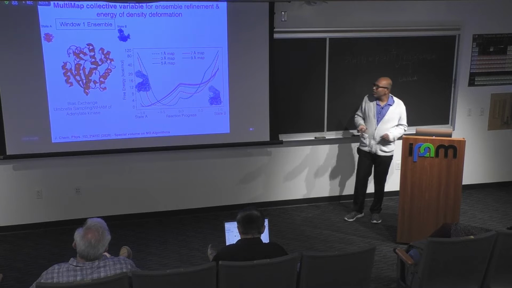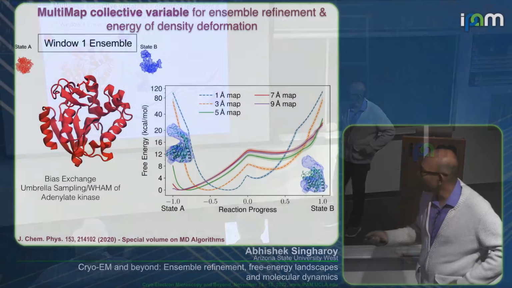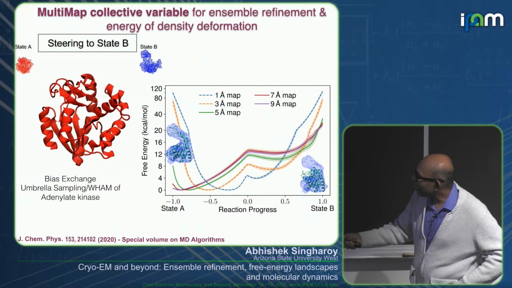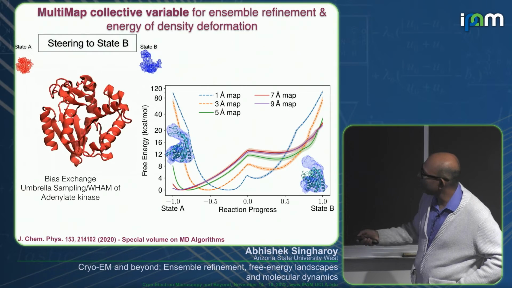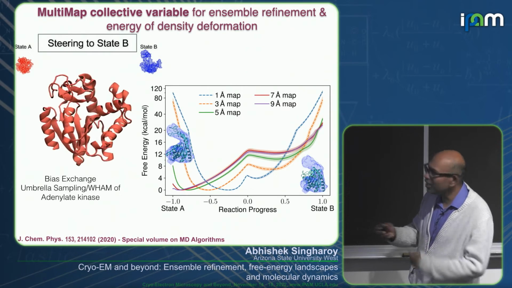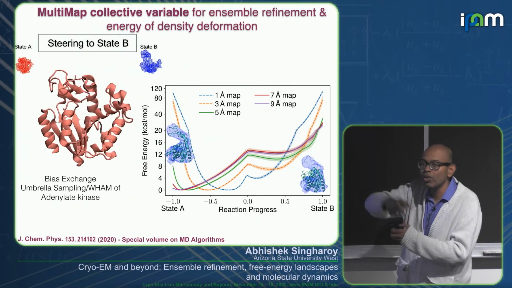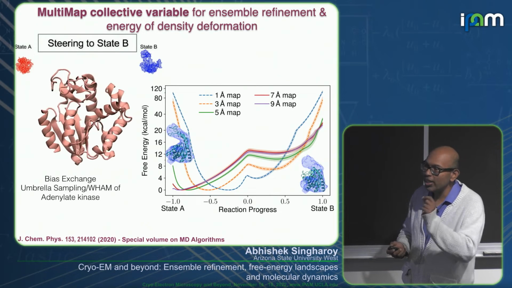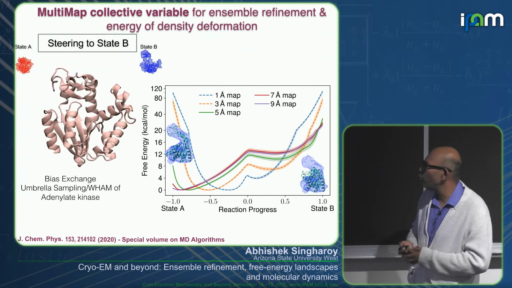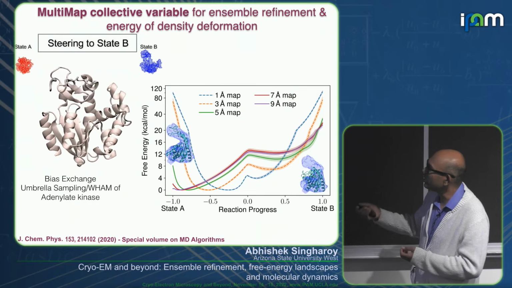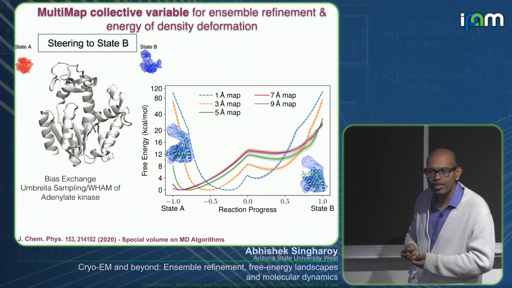What you can do is, as was seen in the previous talk, you can take a reaction progress from one density to another in terms of this collective variable, and you can figure out the energy required to deform the density along that. And you can literally find out using classical molecular dynamics how much is the energy of deformation of a density.